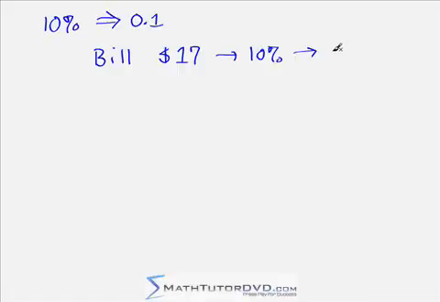So the tip in this case would simply be 1.70, and you have to add a 0 there because we want to do dollars and cents, so it's $1.70. All we did was take the implied decimal point and move it one spot to the left. That's all you do when you multiply by 10%.